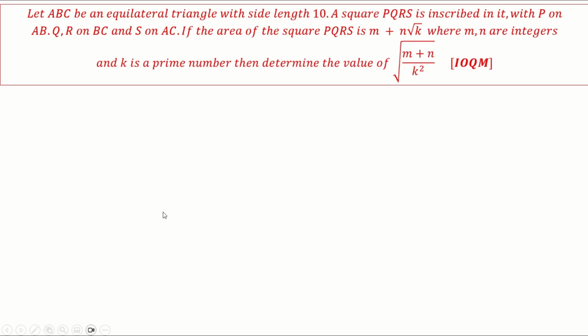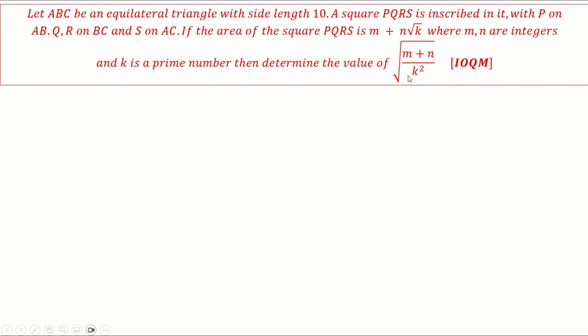Let ABC be the equilateral triangle with side length 10. A square PQRS is inscribed in it with P on AB, Q on AB, R on BC, S on AC. Okay, if the area of the square PQRS is expressed in terms of m plus n root k, where m, n and k are integers, then what is the value of square root of (m plus n) by k, square? Okay.